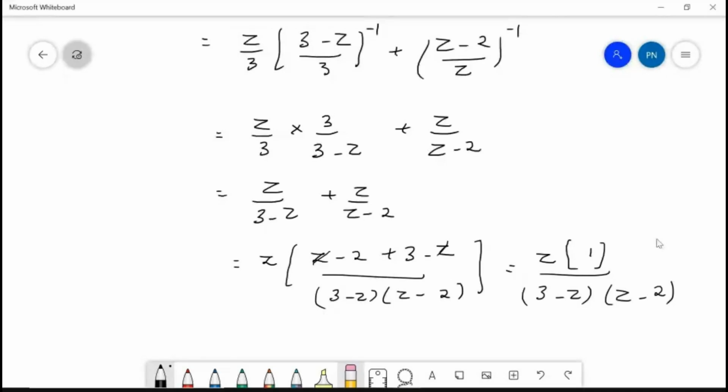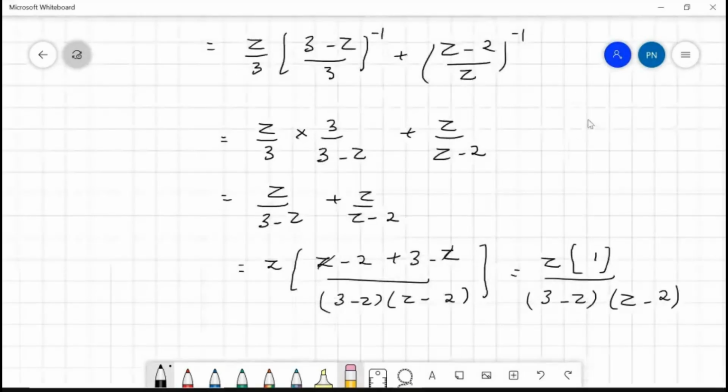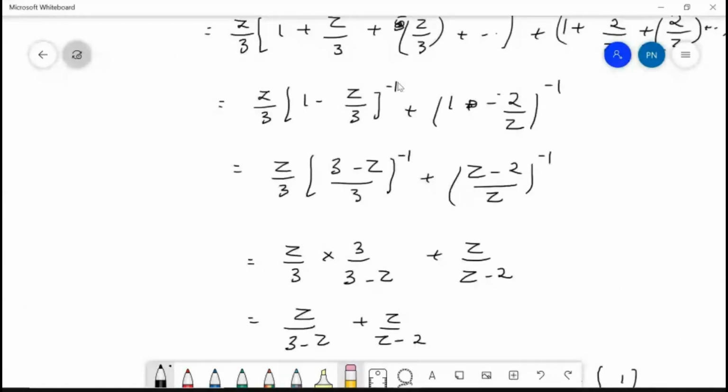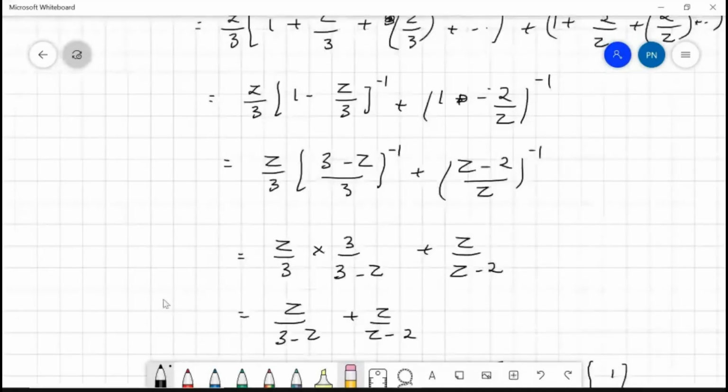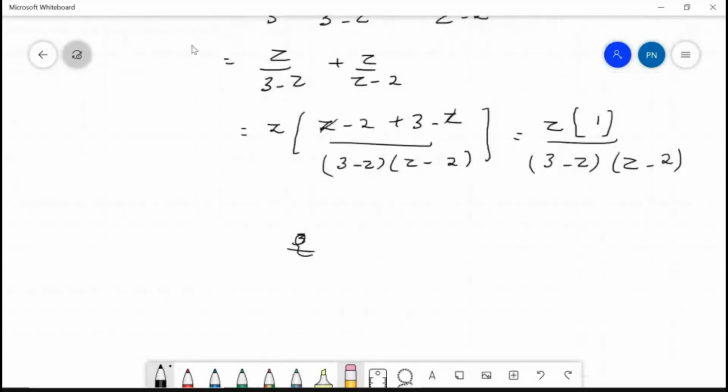Now tell me what will be the region of convergence, ROC. In the first expansion, what was x? z by 3. In the second expansion, the x was 2 by z. So whatever expansion we have used as x. In the first expansion, we had z by 3. So mod z by 3 should be less than 1. And in the second condition, we had mod 2 by z less than 1.